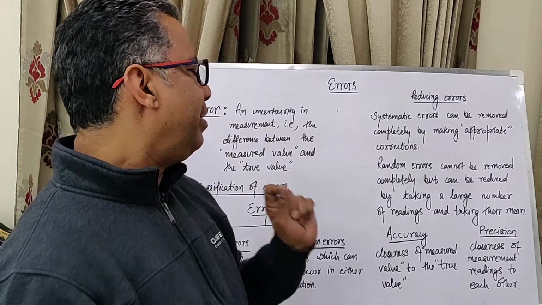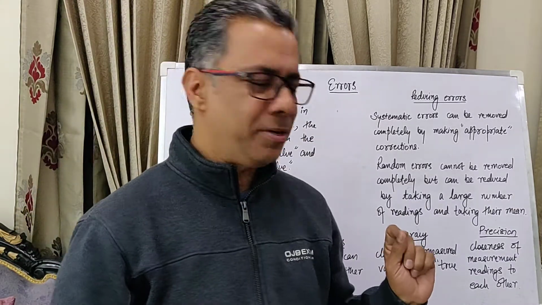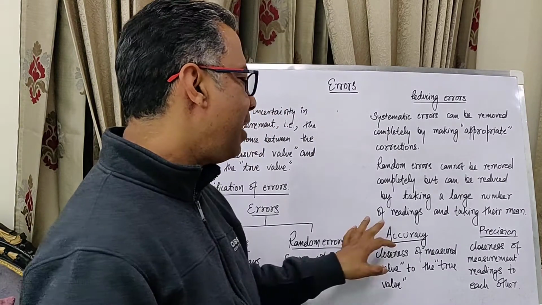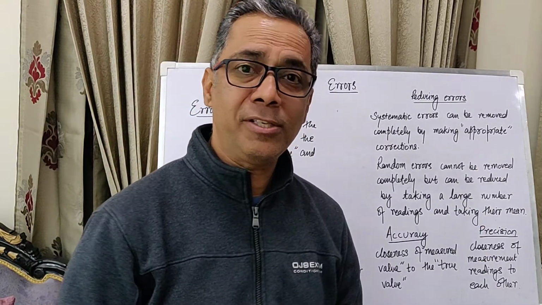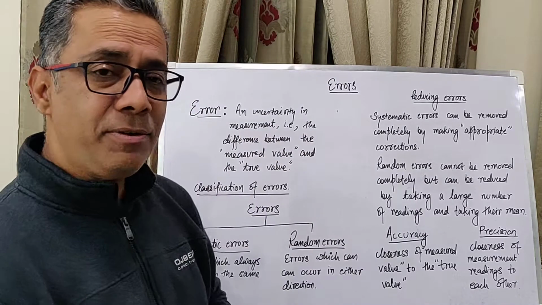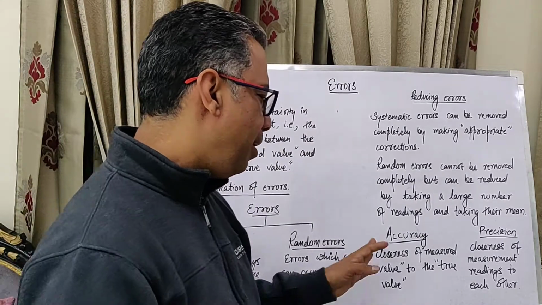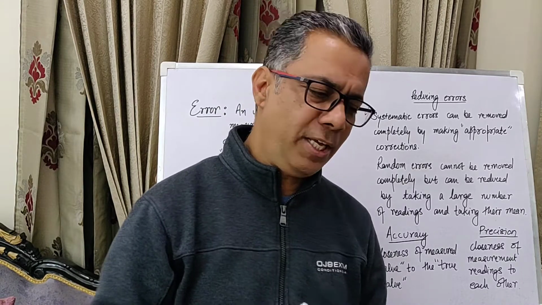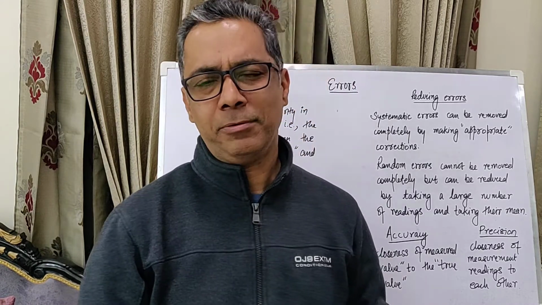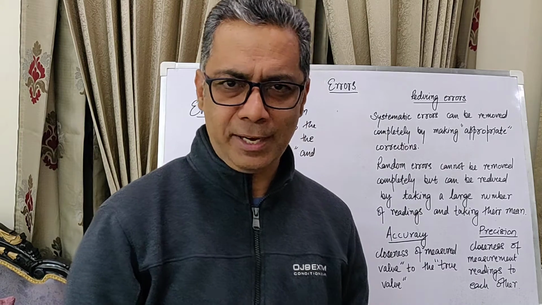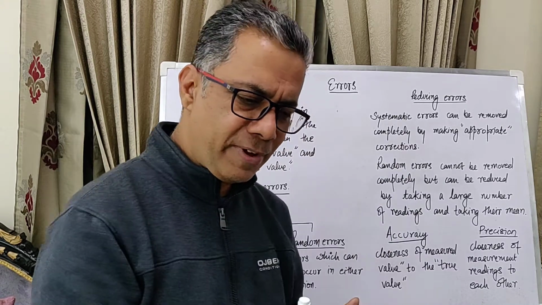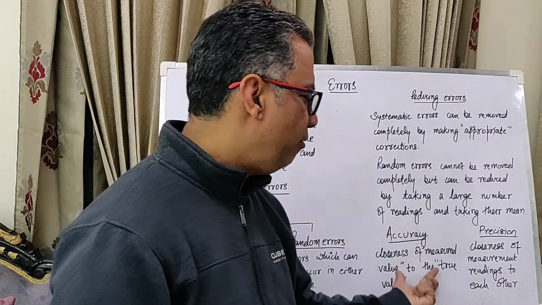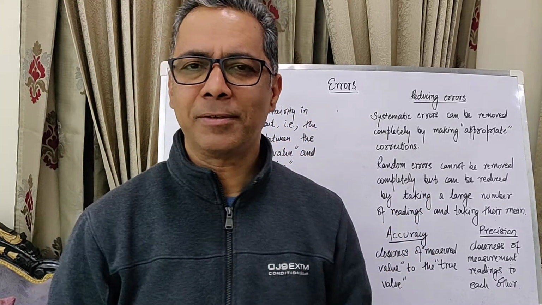Now, one little discussion on two terms that we use very, very frequently in physics. One is accuracy and the other is precision. Now, what is accuracy? What is precision? Accuracy refers to the closeness of the measured value to the true value. Now, if the measured value is closer to the true value, we say we've made an accurate measurement.